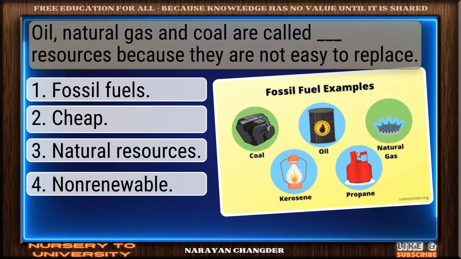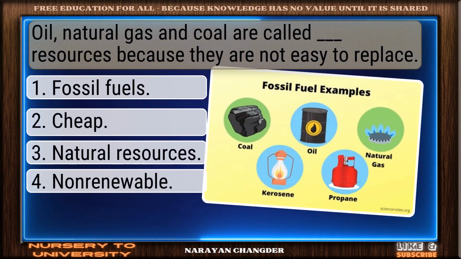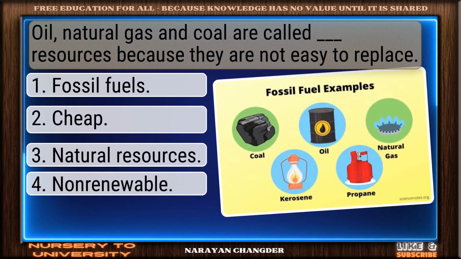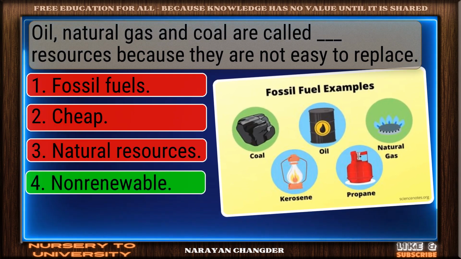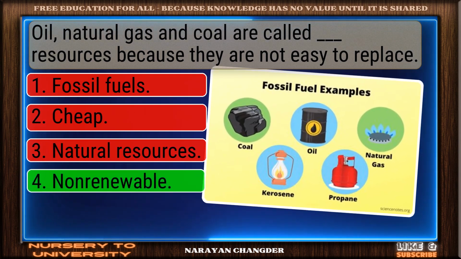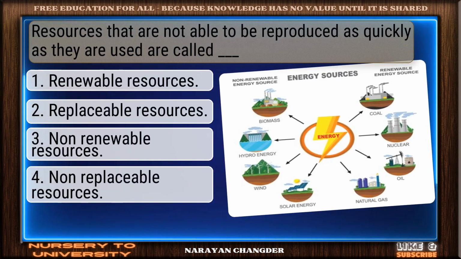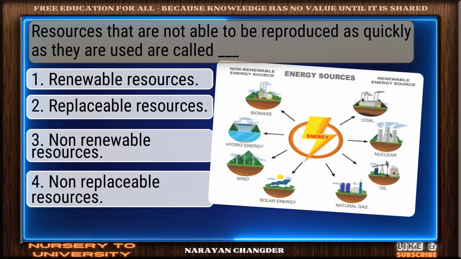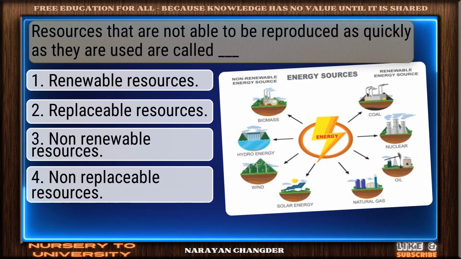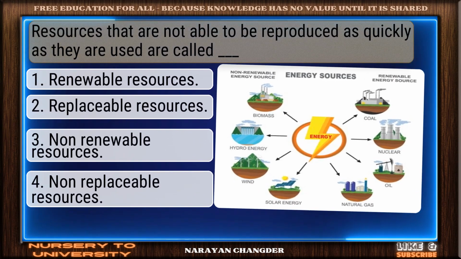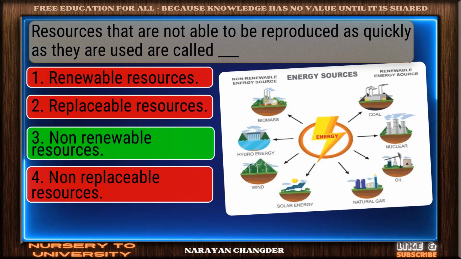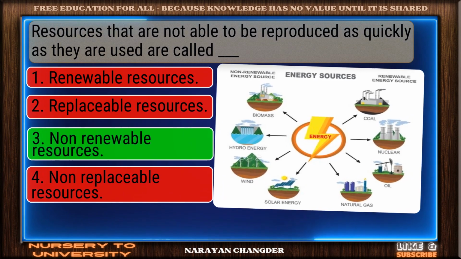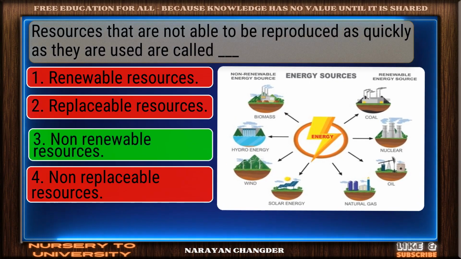Oil, natural gas and coal are called dash resources because they are not easy to replace. Great job. Non-renewable is the accurate answer. Resources that are not able to be reproduced as quickly as they are used are called dash. Exactly. Non-renewable resources make sense and it is the right choice.